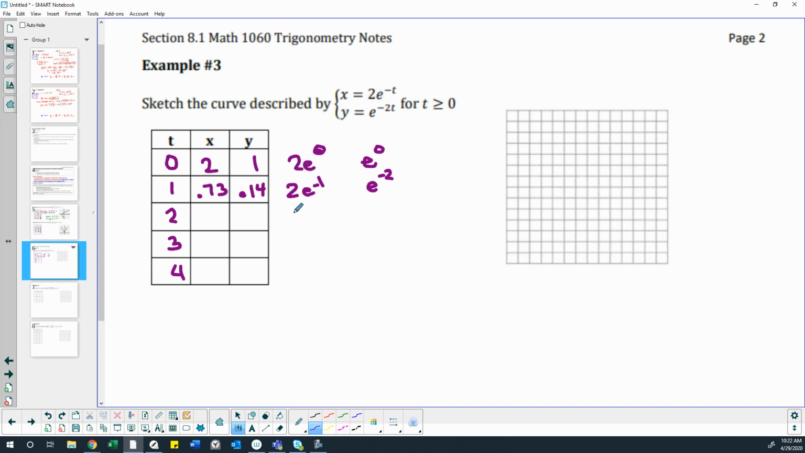And then we have 2e to the negative 2 and e to the negative 4. Oh, okay. Yeah. Okay. So would you say that as time goes to infinity, our path will approach an asymptote of sorts?